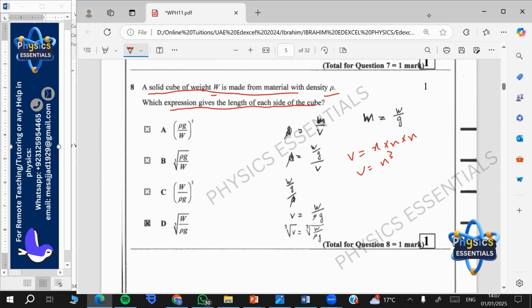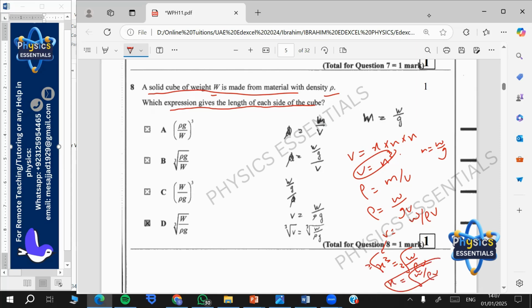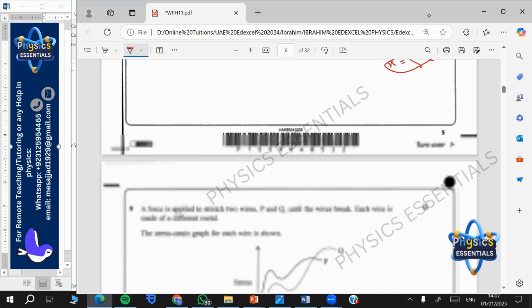Okay. Now density is actually mass over volume. But you don't have mass, you have weight. So mass is actually equal to W over g. So you will write that, right? And then they're asking for the length of each side, x. Therefore, you need to find out the value for volume first. So it will be volume equals x cube over rho g, and then you need to take the cube root, and that will give you the answer. Okay, so this option is again correct.